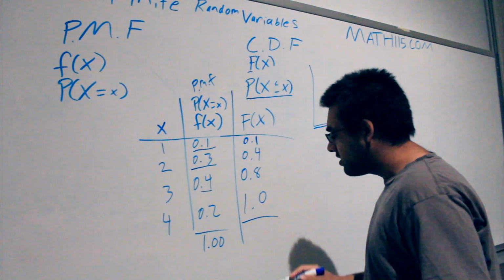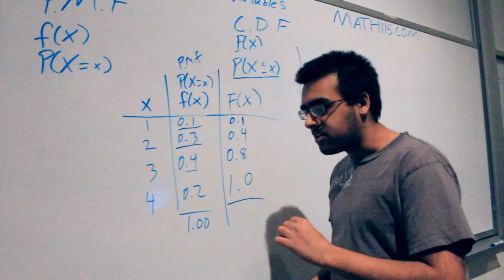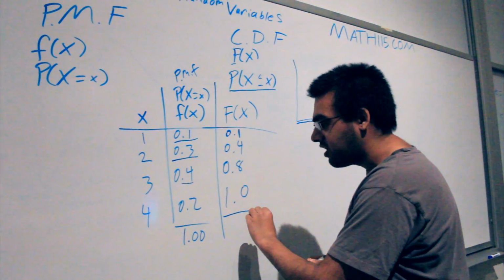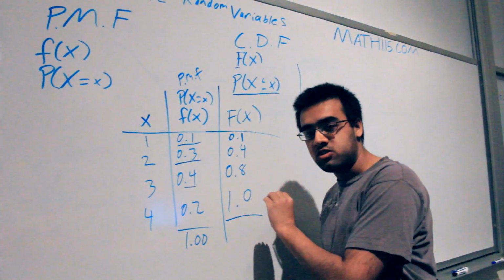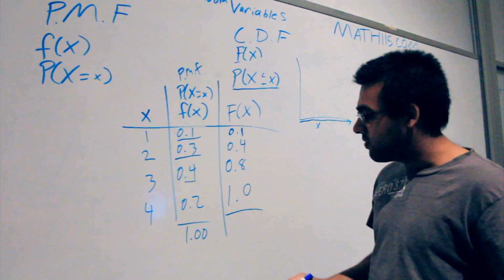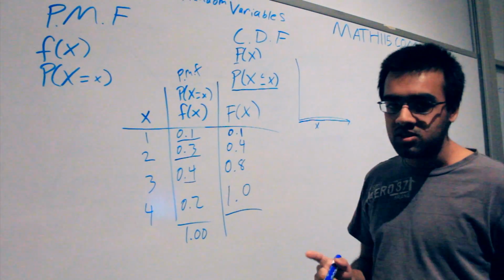If you do not get 1.0 at your end value, so the last value of the CDF, it has to be 1. If you don't get that, then something went wrong. The last value for the CDF should always be 1.